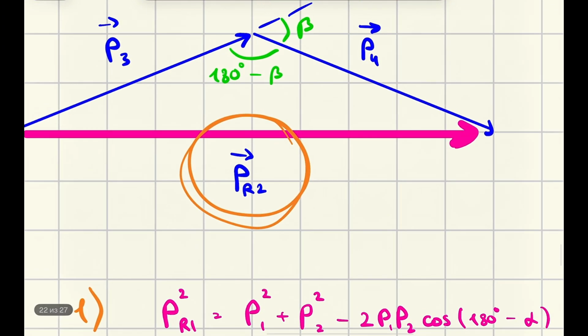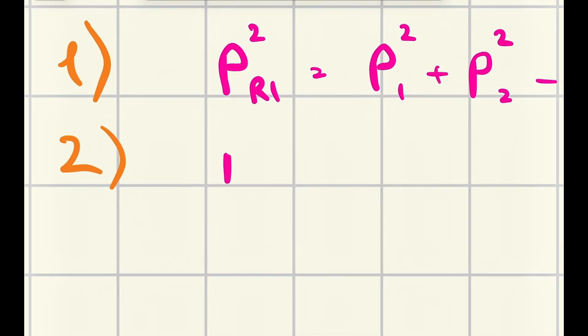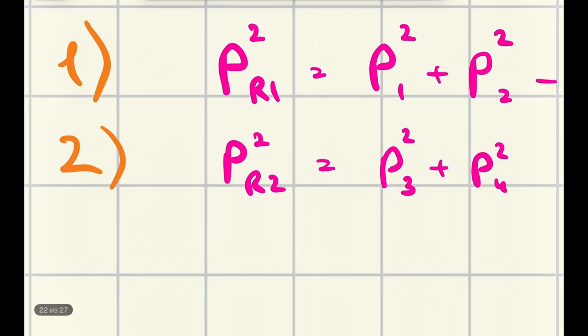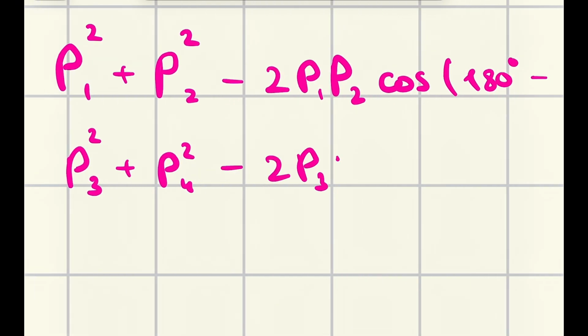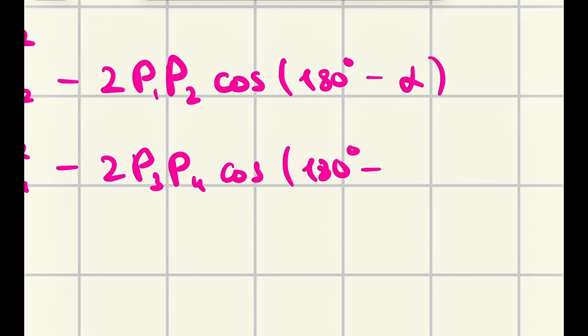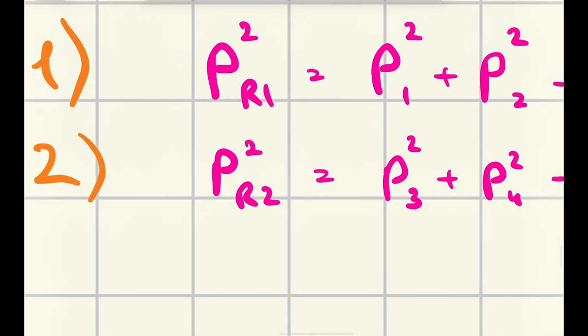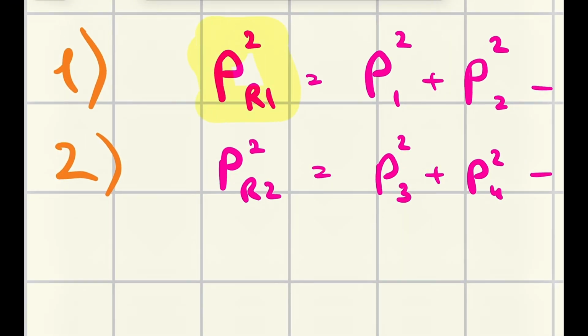The very same principle goes for this one. We're working with this angle, that's why this has to be our result. It would be our P resultant 2 squared. It would be P3 squared plus P4 squared minus 2 P3 P4 cosine, but the angle that we are interested in is 180 minus beta. Okay, good. And as I have told you, these two things have to be equal. This thing and this thing have to be equal to each other.